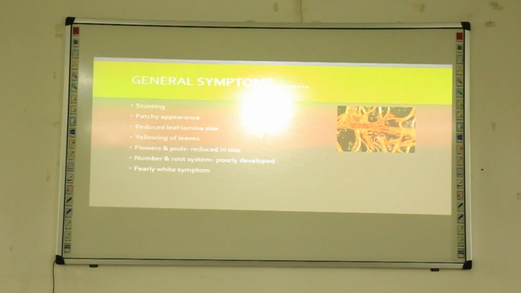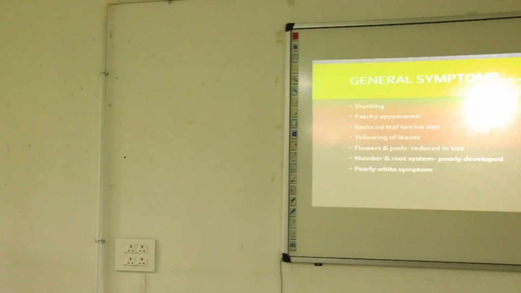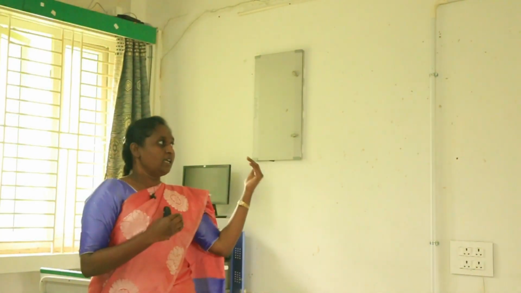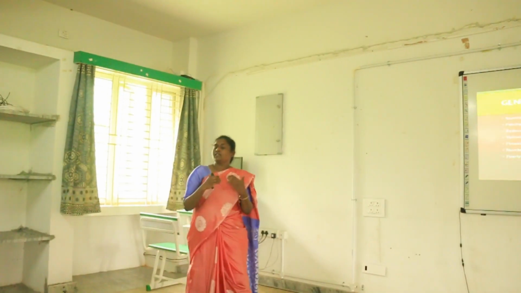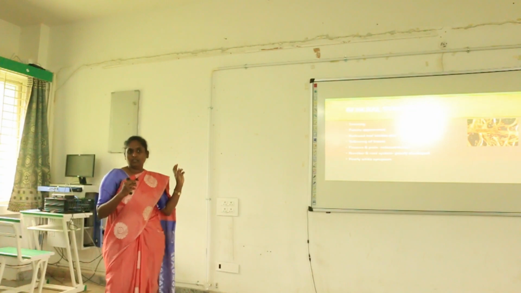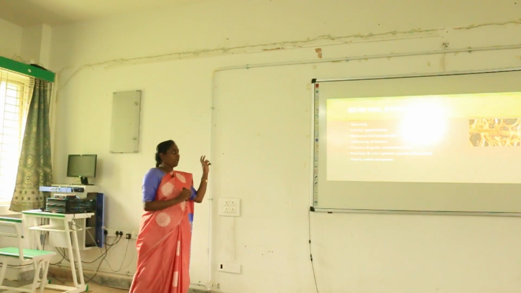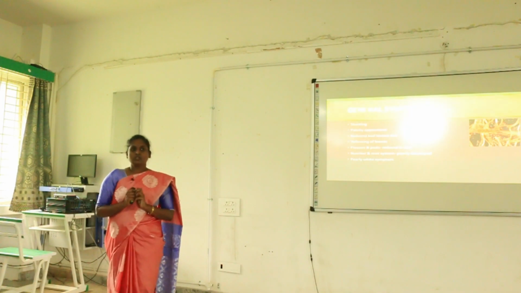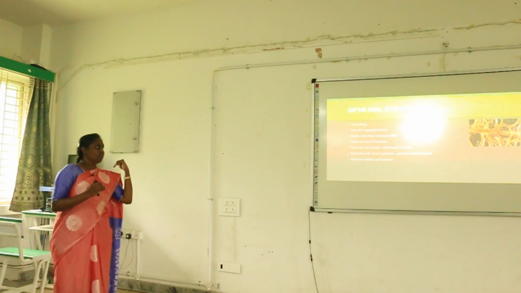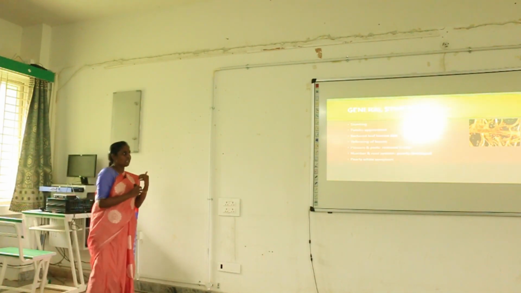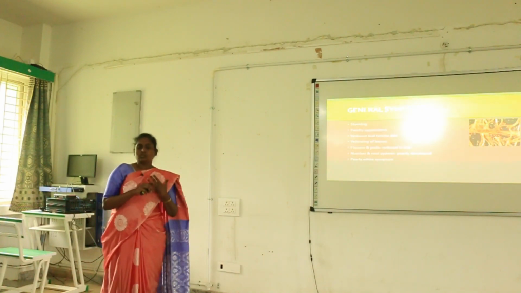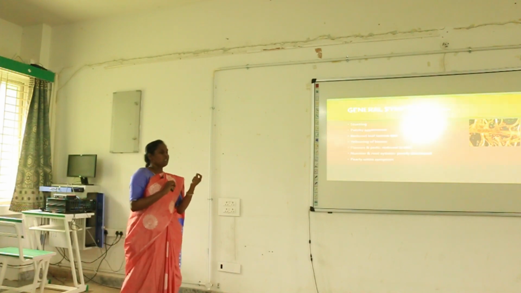Symptoms include patchy appearance, reduced leaf lamina size and yellowing of leaves, and reduced flower and plant parts. Globodera specifically infests potato, not other crops, only the potato crop, and Heterodera infests the pulse crops. It will reduce the flower size and plant part size after infection, and it produces a poorly developed root system.